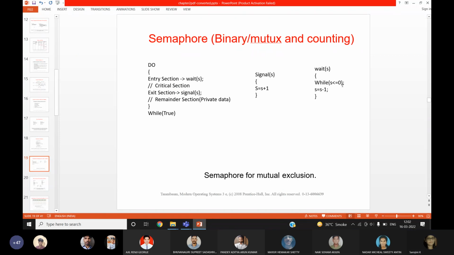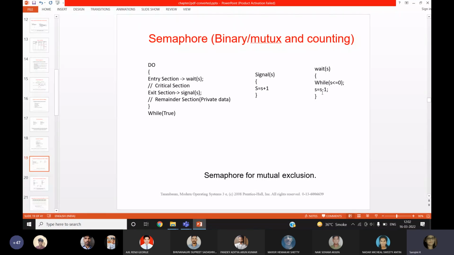Okay, this condition is false, isn't it? The condition is false. 1 less than or equal to 0, so the condition will be false. So it will come here. If it is false, it will come here and decrement s to 0. Now what? s is equal to s minus 1.